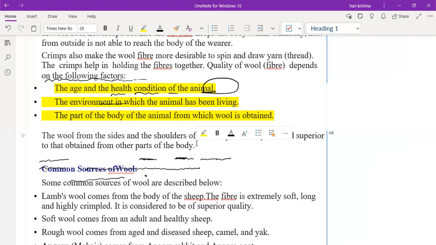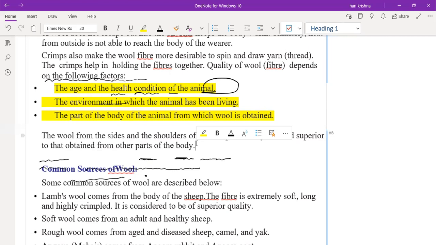One more doubt someone is asking: if the animal is at a very young age, is the wool good or not? The wool is good, but they will not take the wool from very small animals, because once you remove the wool or fleece, the animal doesn't have any covering to protect itself.